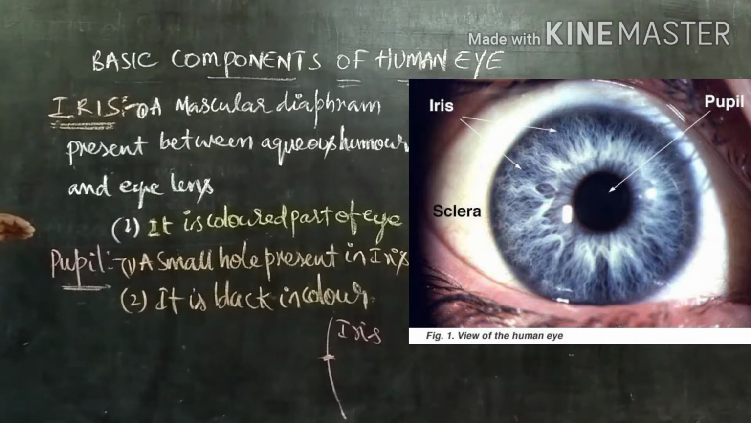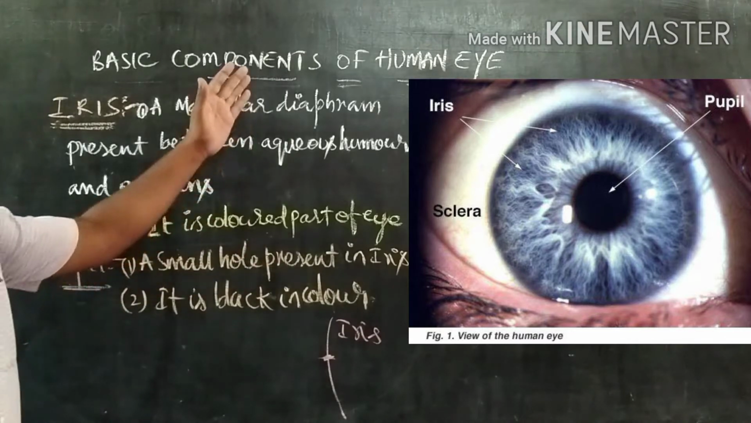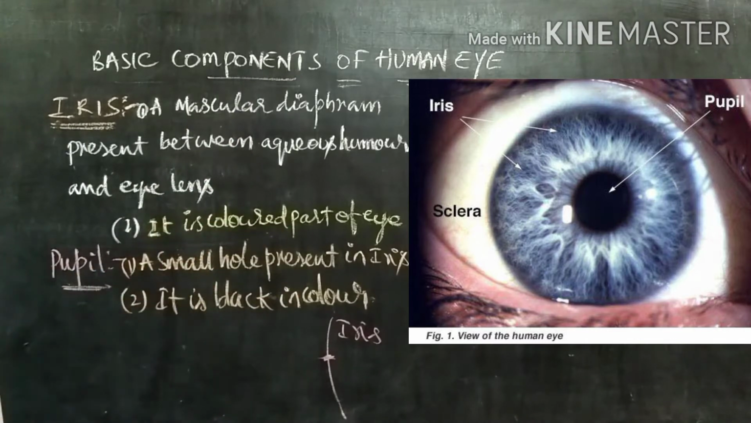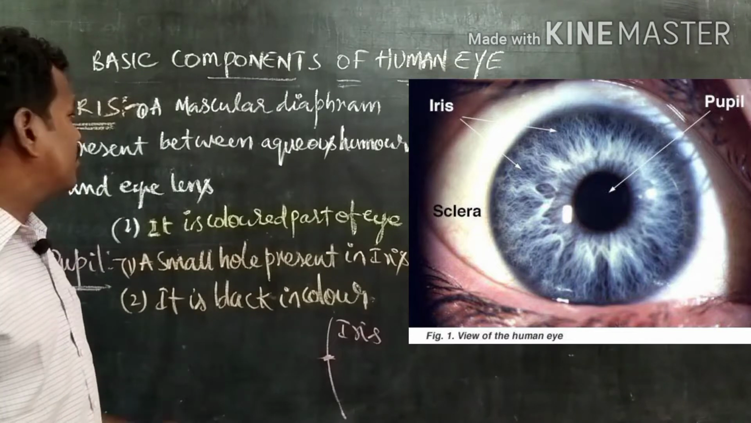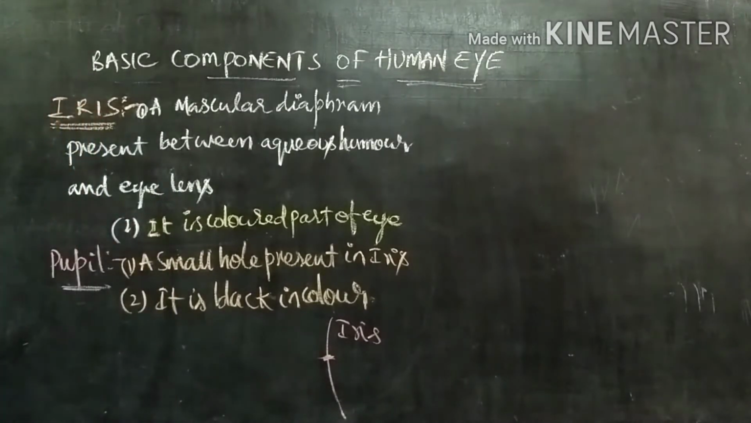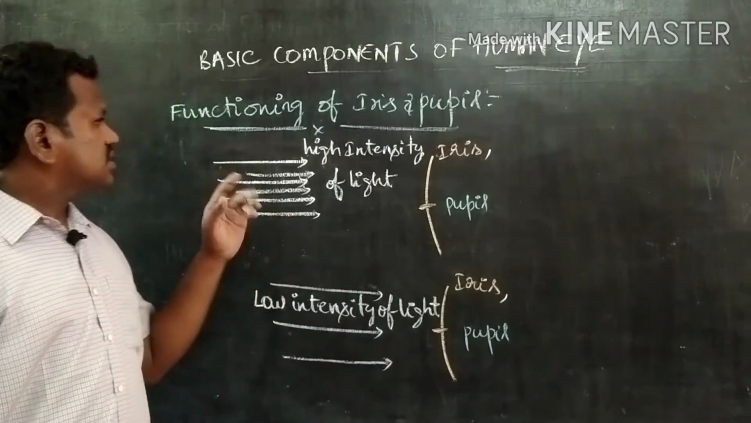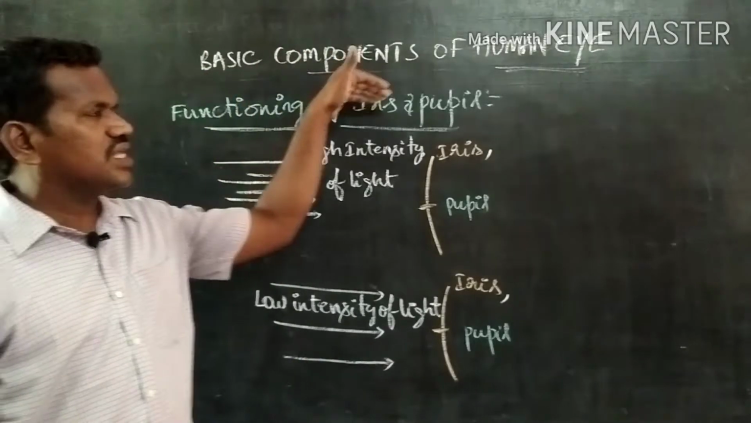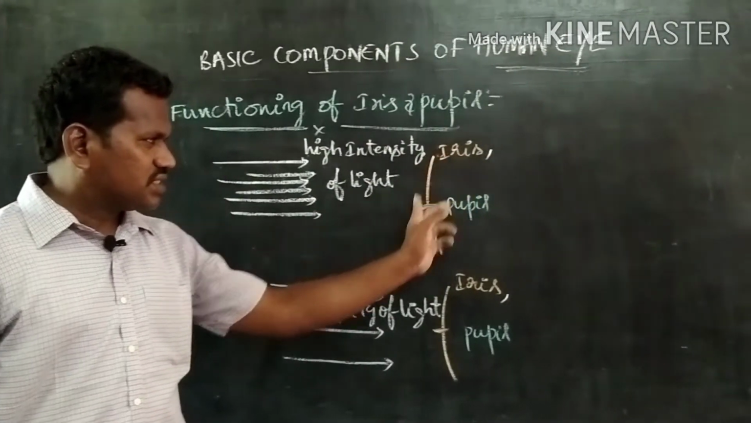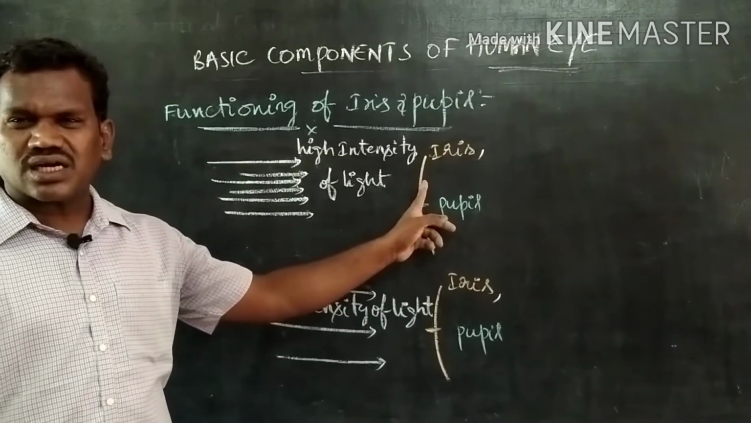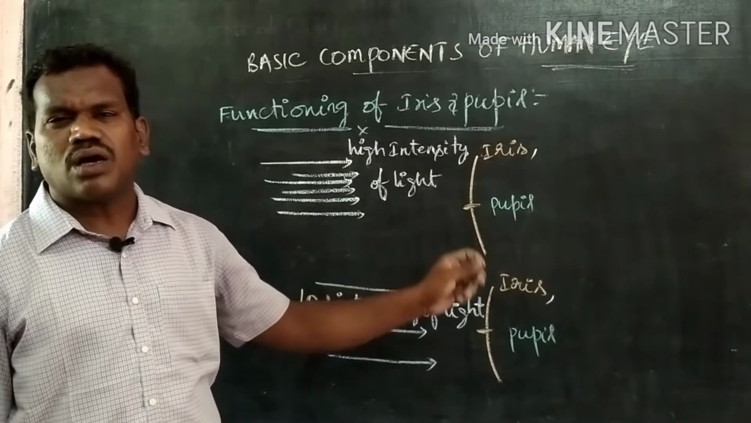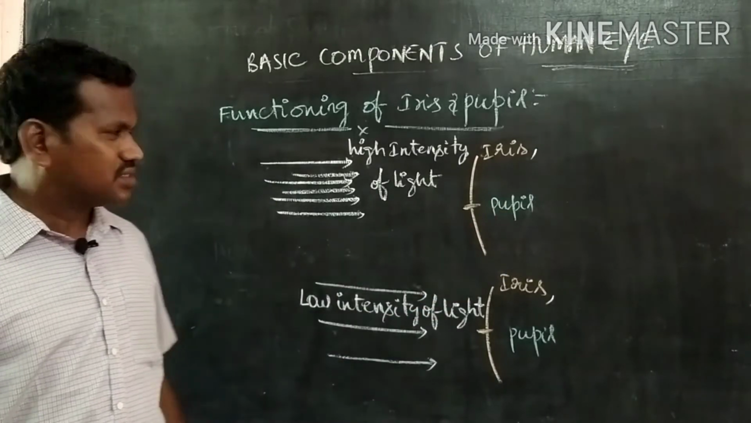Now once again, the pupil is a small hole present in the iris. Now let us discuss the functioning of the iris and the pupil in the human eye. If you consider this, the iris is the colored part of the eye, and the central part of the iris having a small hole is called the pupil, as already discussed.